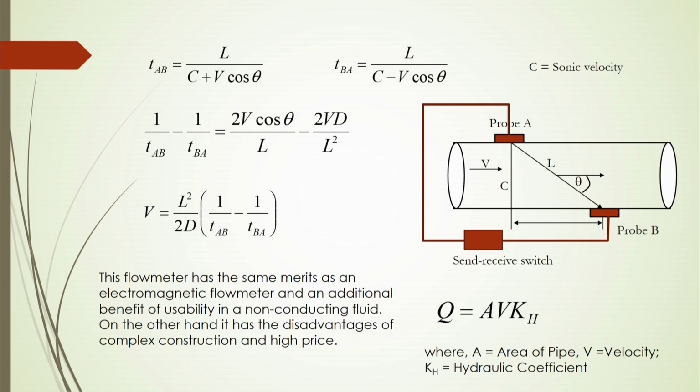So, you have to calculate 1 by TAB minus 1 by TBA, and then you get the simplified form, and finally you can calculate V equals L squared by 2D into 1 by TAB minus 1 by TBA. So, once you know the signal times TAB and TBA, you will be able to calculate the velocity, where L is the length between the two probes, D is the diameter of the pipe, and TAB and TBA are the travel times.